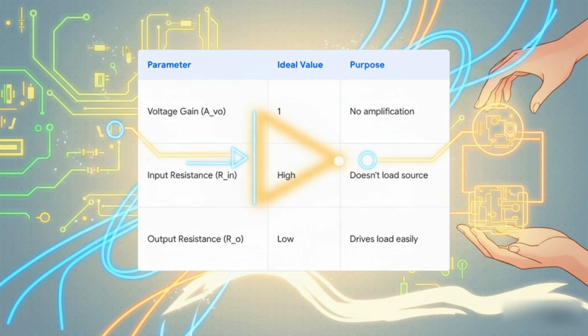Well, its job is to be a perfect go-between. It has that super high input resistance we talked about, so it doesn't mess with the original signal, and it has a super low output resistance, so it can powerfully drive whatever comes next. It's like an electrical diplomat, basically, connecting two parts of a circuit that wouldn't normally get along.